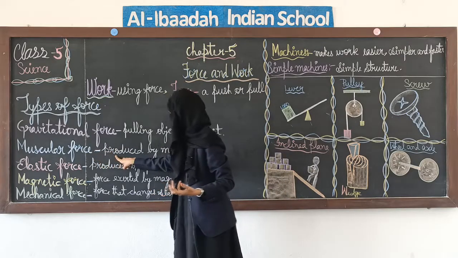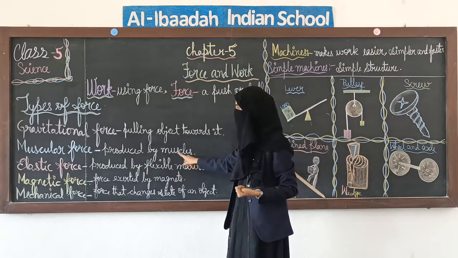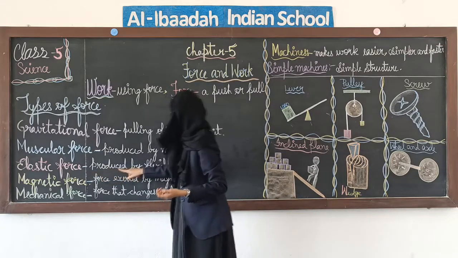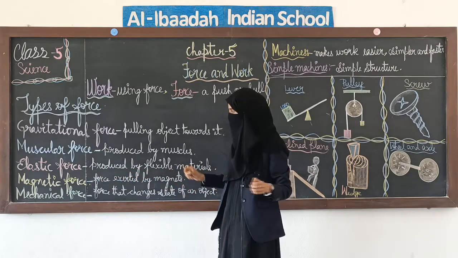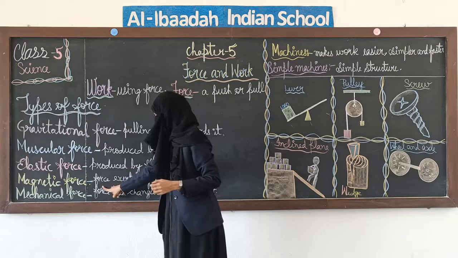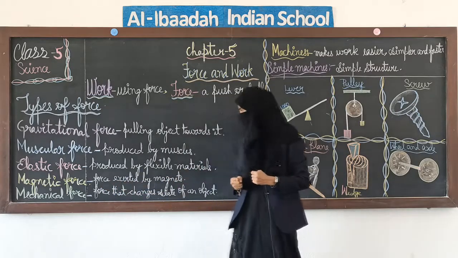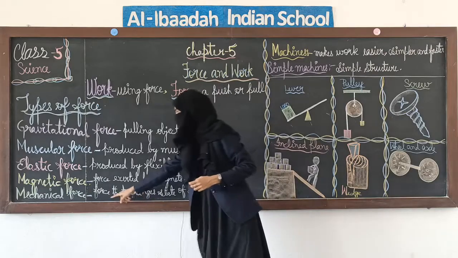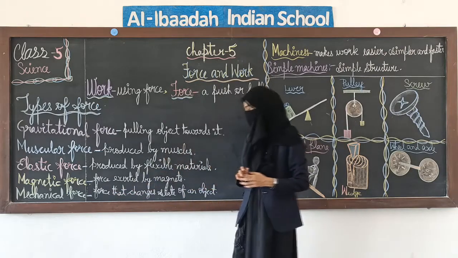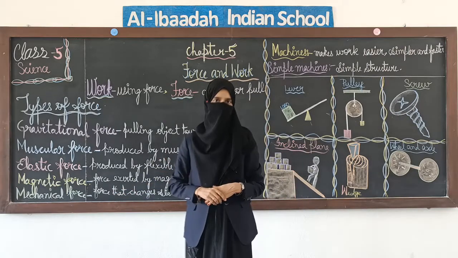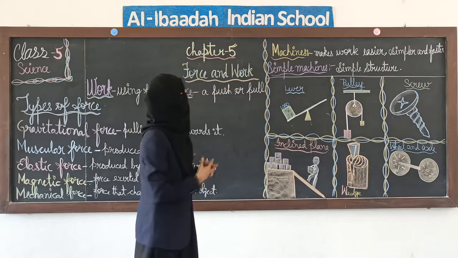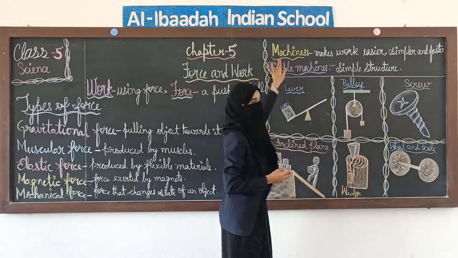Muscular force is produced by muscles, elastic force is produced by flexible materials, magnetic force is exerted by magnets, and mechanical force changes the state of an object. Now next we will move on to machines.